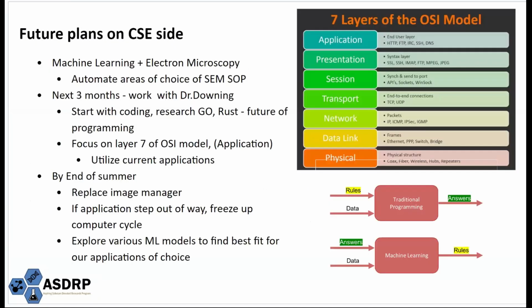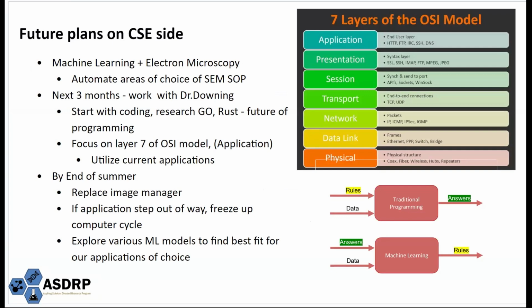In terms of future plans, we know that automating tasks like feature recognition and loading and unloading can be pretty challenging. So to keep things realistic and manageable, we're going to focus on one portion of the process for the next couple months. Over the next 3 months, our plan is to collaborate closely with Mr. Downing, who'll guide us with the software part of this. We'll look into coding and research languages such as Go, Rust, as well as Python.